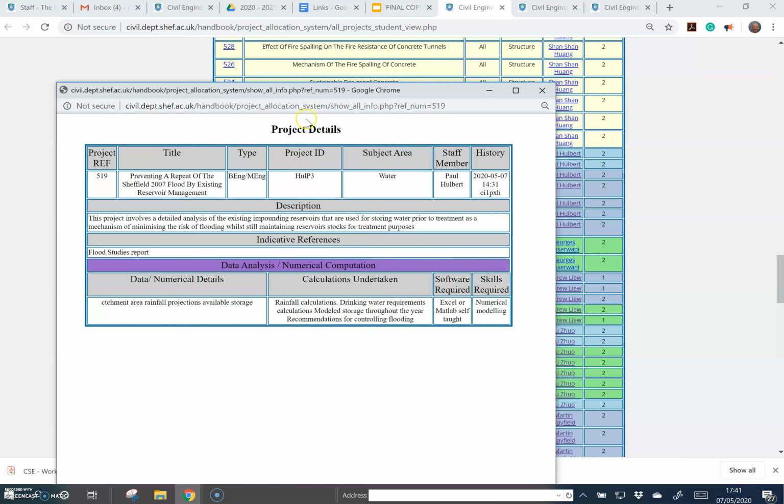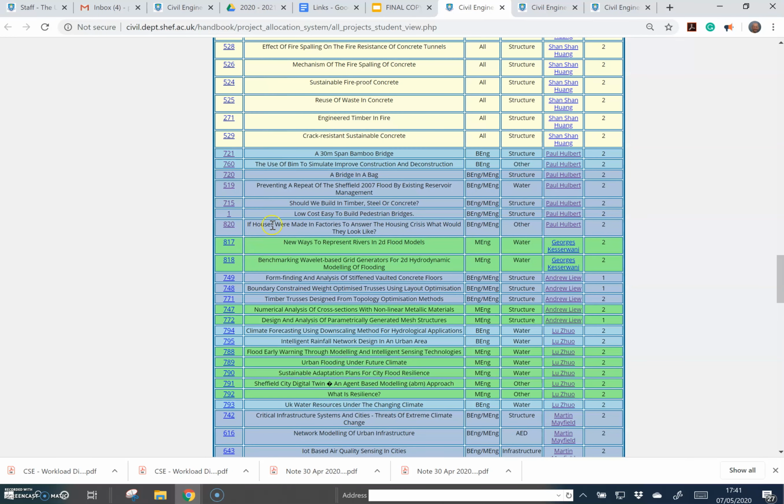So it's going to be highly numerical, but it's also going to be practical in terms of it's about a real thing, a real area of Sheffield. Just a quick example. I'll do one more example.